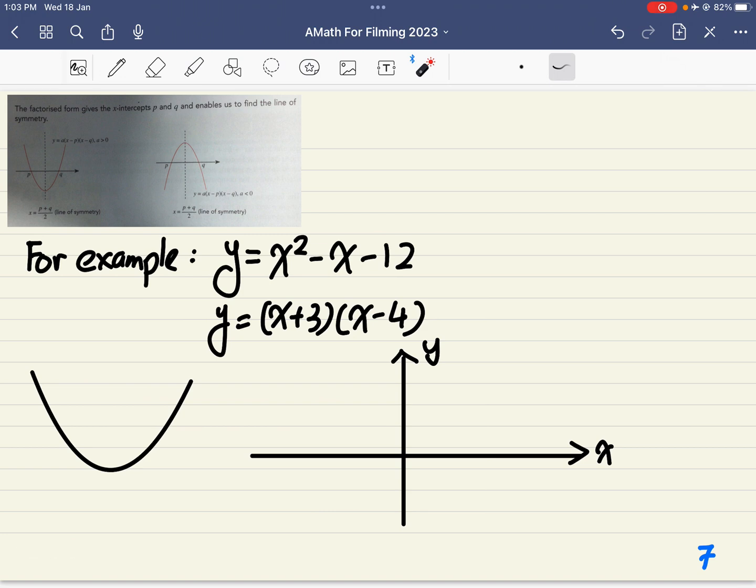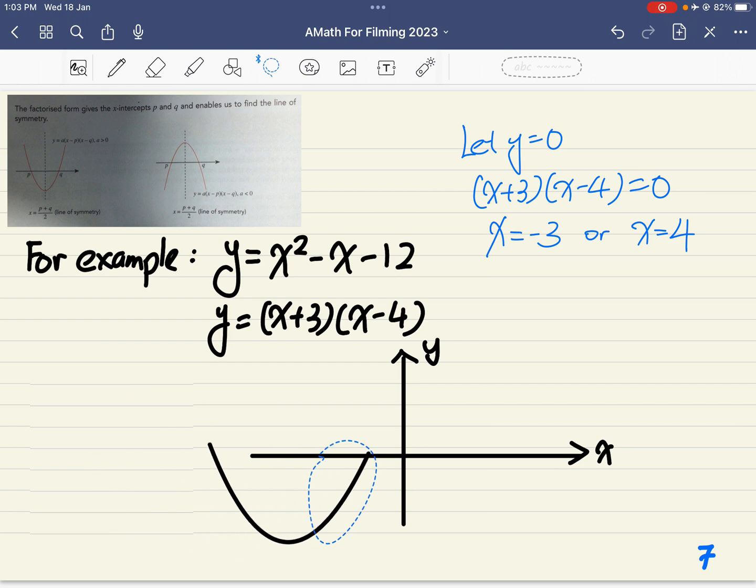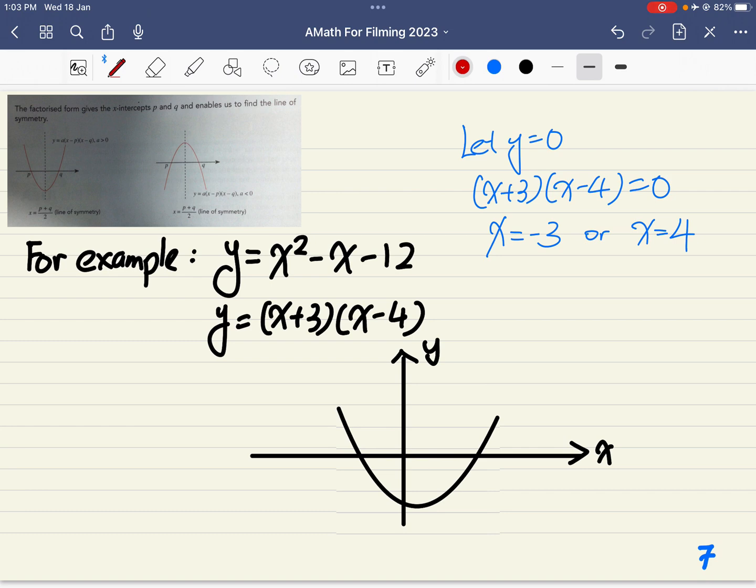Okay, never mind, I'll give you an example first. For example, x squared minus x minus 12. I've factorized this, so this is the factorized form. If I let my y value equal 0, what I'll get is (x plus 3)(x minus 4) equals 0. My x value is negative 3, or my x value is equal to 4. So if I just use my handy graph over here, I put it here. What I will find is that this value here will be negative 3. This value here will be 4.